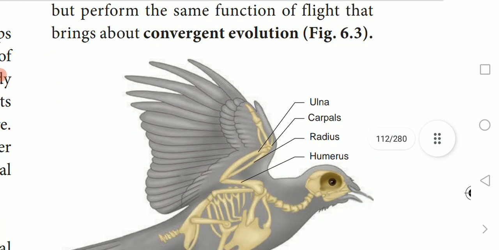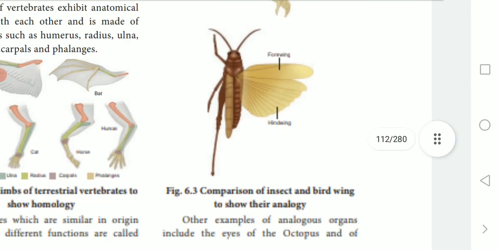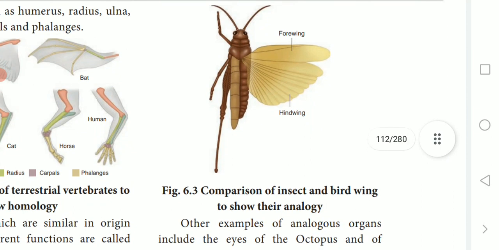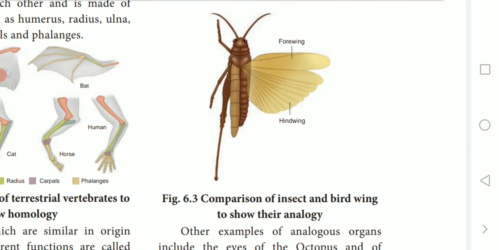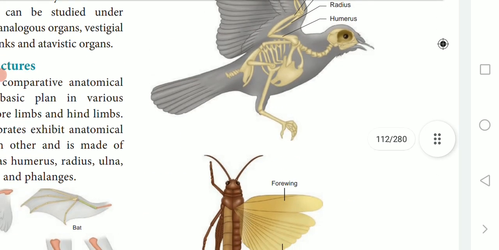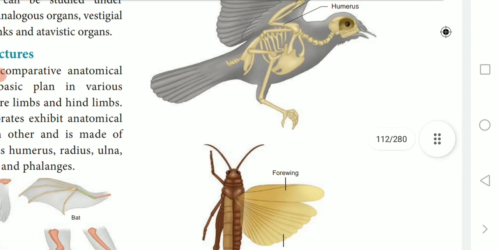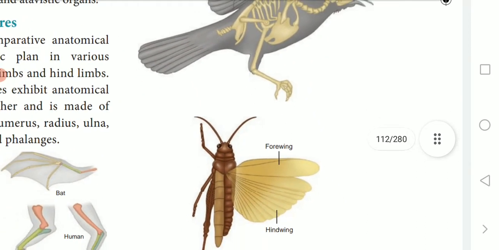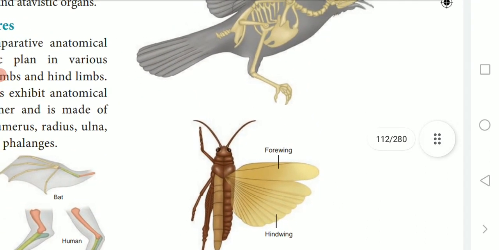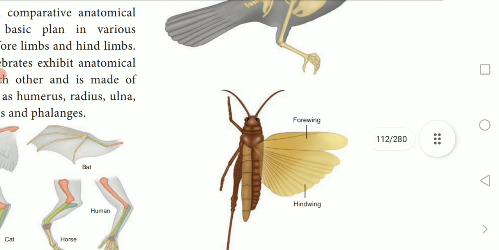The next one is analogous structures. Organisms having different structural patterns but similar functions are termed analogous structures. Just mark it out. Two marks. For example, you can find the analogous structure in the wings of birds and insects. The wings of birds and insects are structurally different but perform the same function of flight. That brings about convergent evolution.